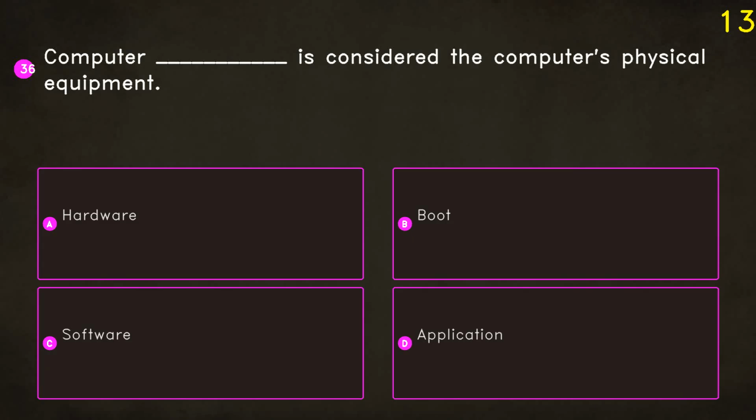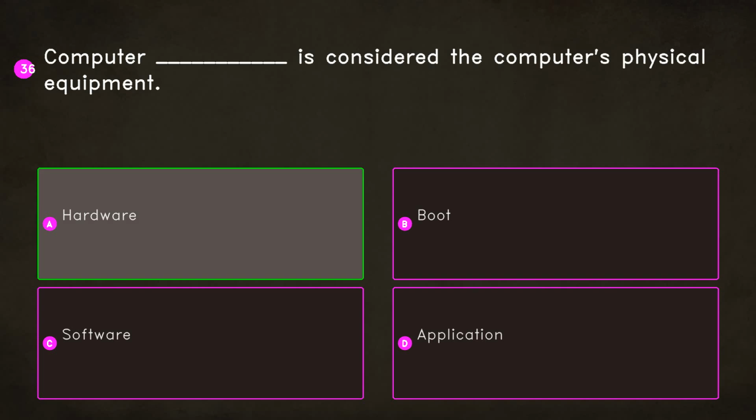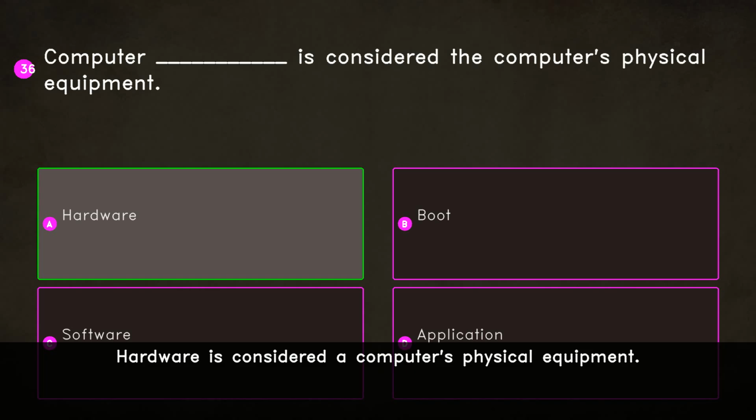Question 36. Computer blank is considered the computer's physical equipment. A. Hardware, B. Boot, C. Software, D. Application. The correct answer is hardware. Hardware is considered a computer's physical equipment.